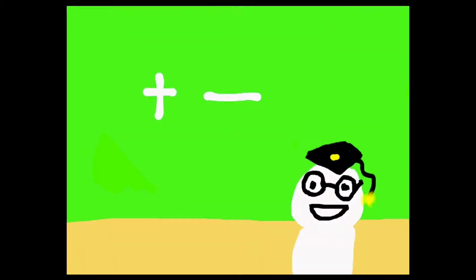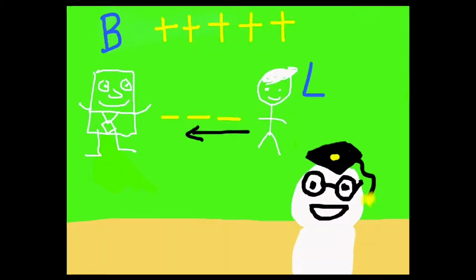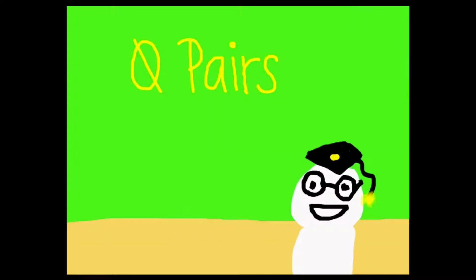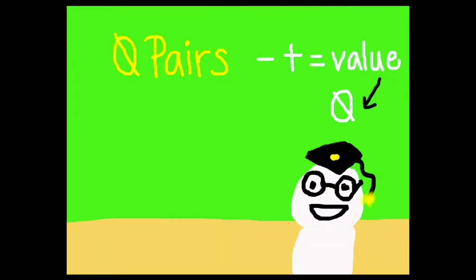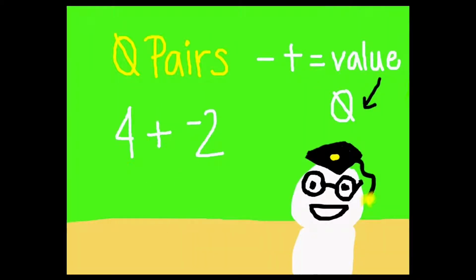Now for different signs. Say Bob has 5 positives. Lincoln gave him 3 negatives. Now you circle 3 of the positives and 3 of the negatives, and you take them away. Now you'd be left with 2. This works because of zero pairs. Zero pairs are when a negative and a positive have the same value, which equals 0. Like 2 and -2 will always equal 0.